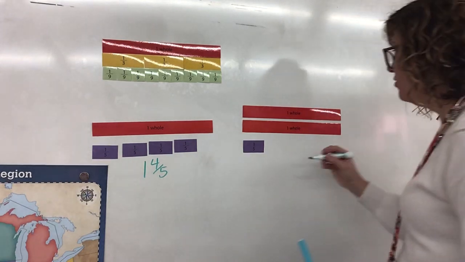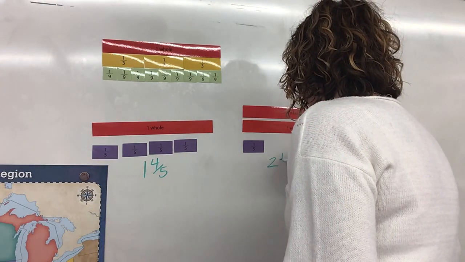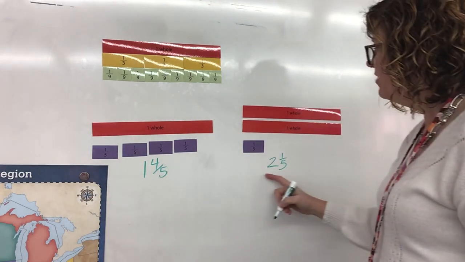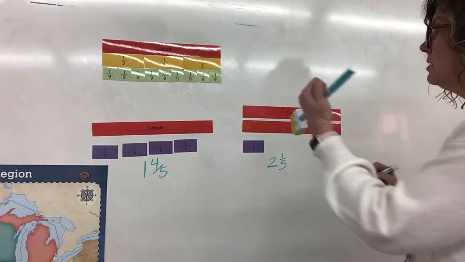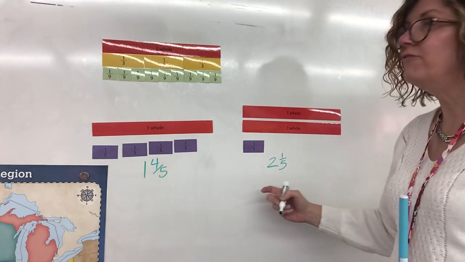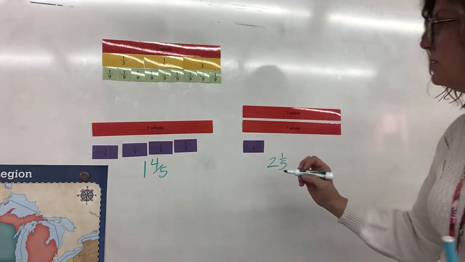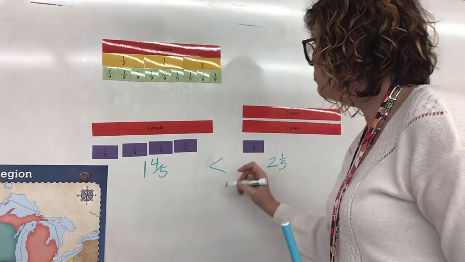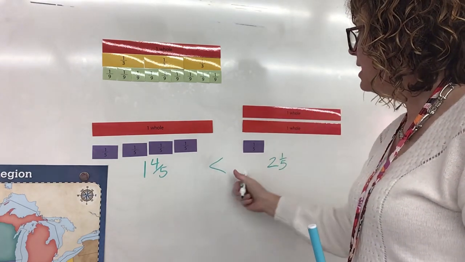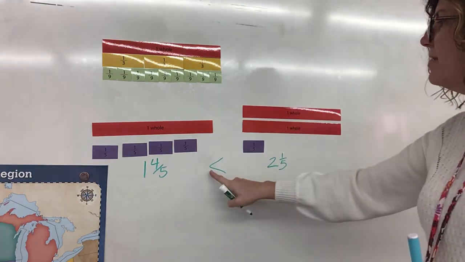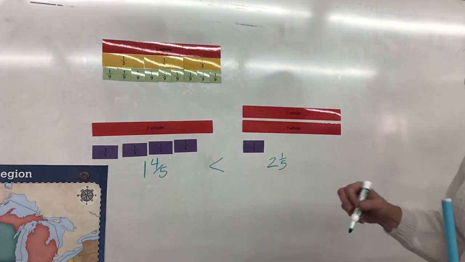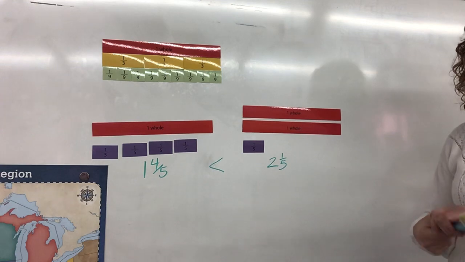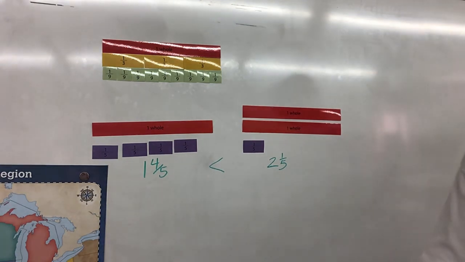2 1/5. So if we were comparing them, 1 4/5, comparing it to 2 1/5, yesterday we learned that all you have to do is look at the whole number. If the whole number is different, then you already know which one is bigger. So you would gobble up the bigger one, the 2, and say that 1 4/5 is less than 2 1/5.